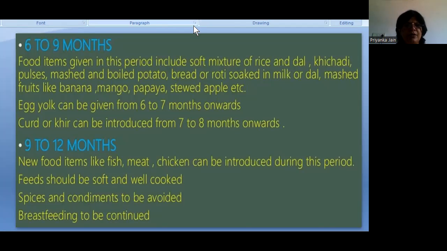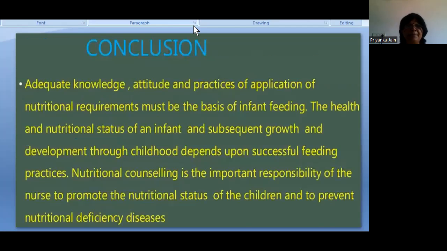At 9 to 12 months, new food items like fish, meat, and chicken can be introduced during this period if they are non-vegetarian. Feeds should be soft and well cooked. Spices and condiments are to be avoided. Breastfeeding to be continued.